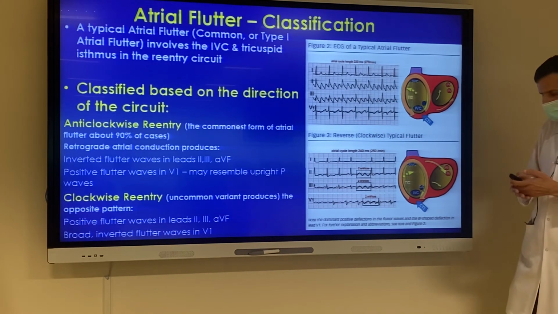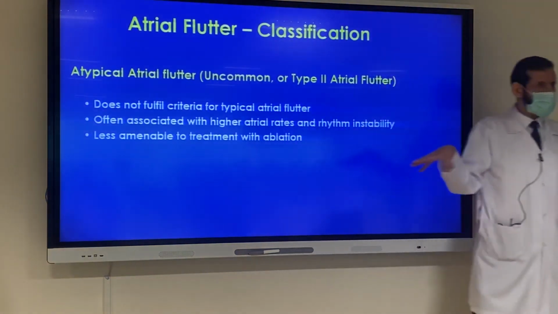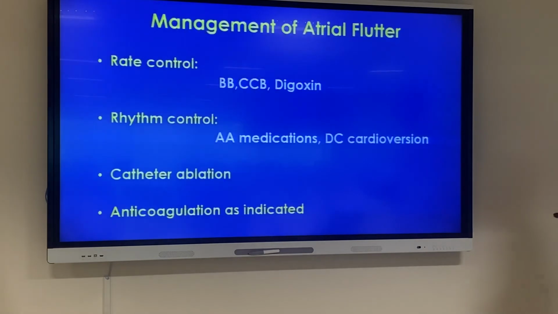This is the common atrial flutter. Sometimes it could be uncommon atrial flutter. If it is in the left atrium, or if it happens in the lower atrium instead of that circuit, or in the upper atrium, this is called atypical flutter, a different type.